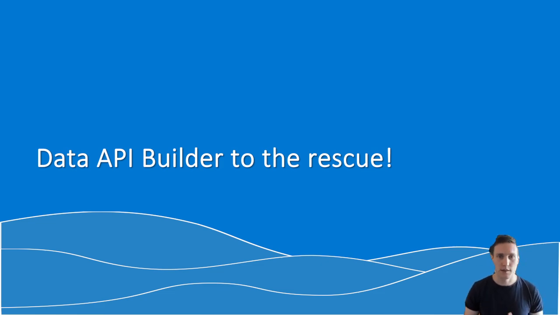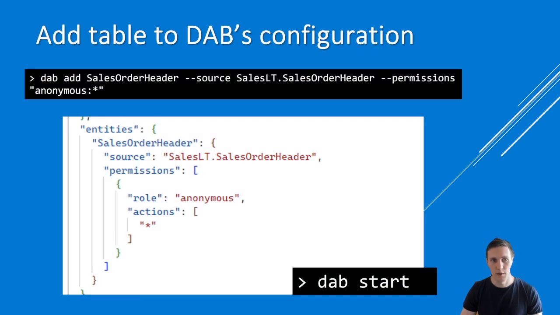Data API Builder is an open source project that takes this specific goal in mind, which is to turn the database into a modern API using both GraphQL and REST API. It's very simple, the way it works.